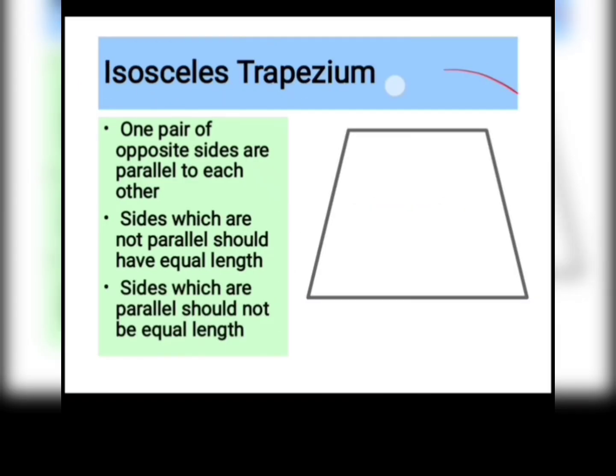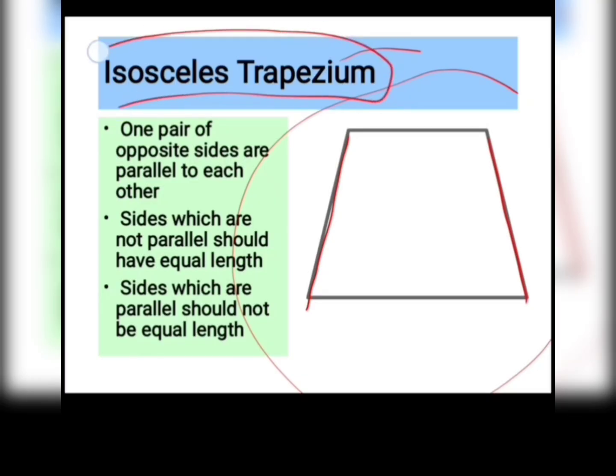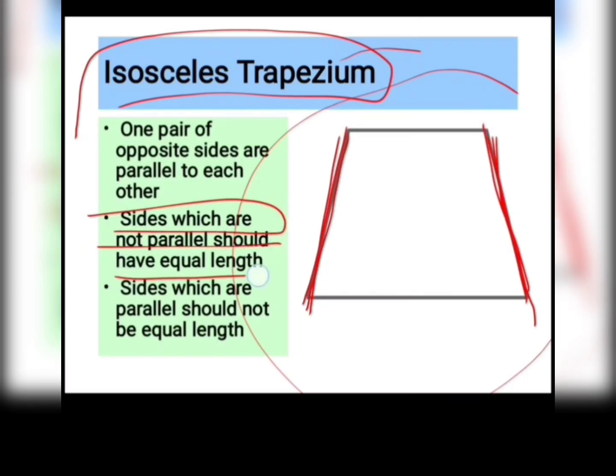Isosceles trapezium. It is also a trapezium, but for a trapezium, these two sides need not be equal. But for an isosceles trapezium, these two sides must be equal length. Sides which are not parallel should have equal length. And these two sides need not measure equal length.